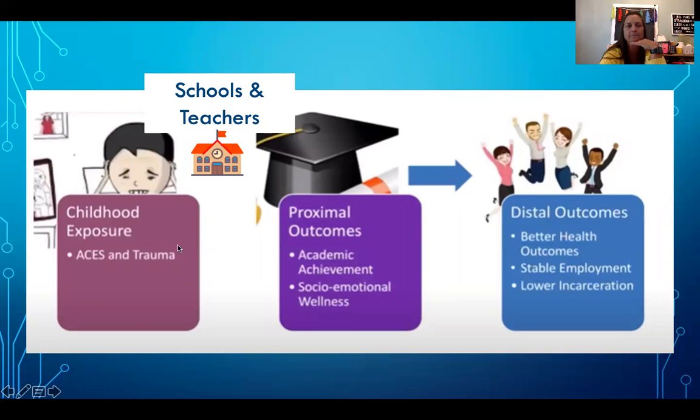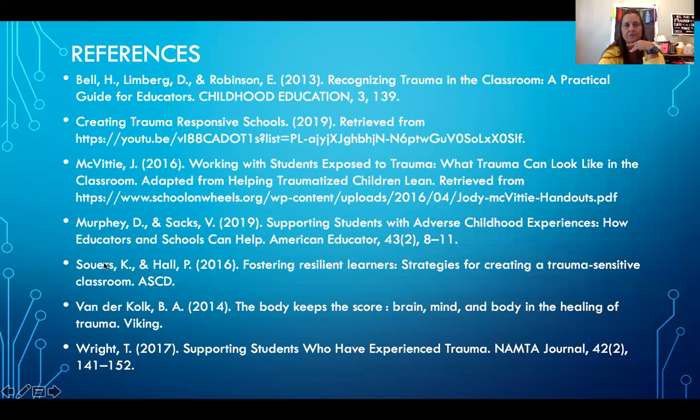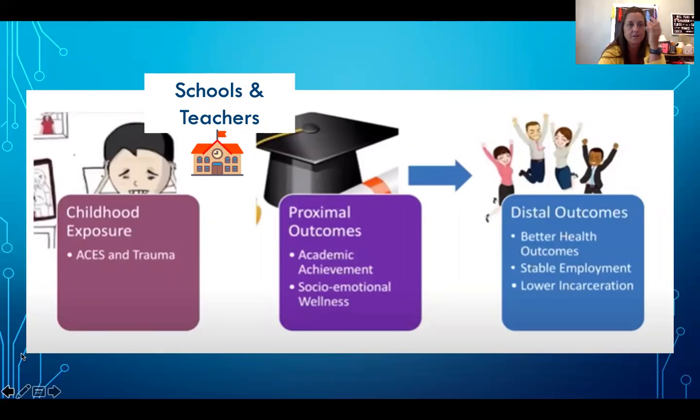But if your childhood exposure is down here, your ACEs and your trauma, and then your outcomes are right here, and this proximal means your recent outcomes, like school, and this is the distant, your future, and you see these happy people and this little graduation cap. Well, this is the reason we're going to put the schools and the teachers right here, because we actually can make a difference.